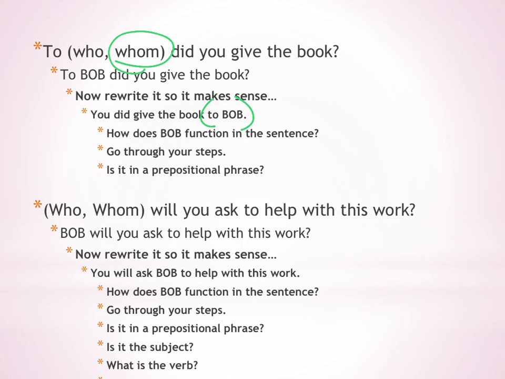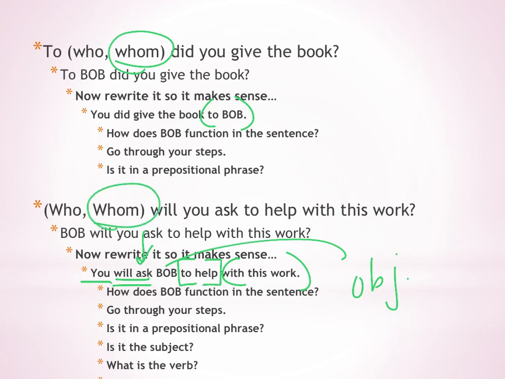Is it in a prepositional phrase? Well, to help is an infinitive, and with this work is a prepositional phrase. So no, it's not. Is it the subject of the sentence? You is the subject, so therefore it's not. So let me find my verb. My verb is will ask. What kind of a verb do I have? Well, once again, I look at the very last word, which is ask. It's not on the being verb list, so therefore Bob must function as an objective case pronoun, which would be whom, and that would be your correct answer.